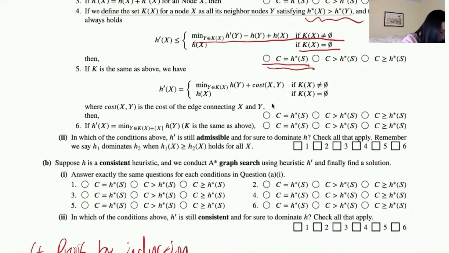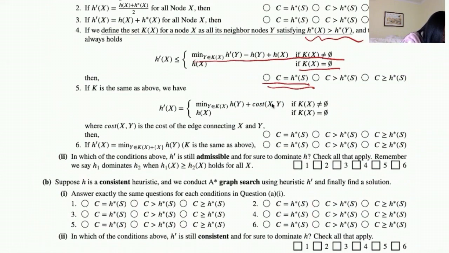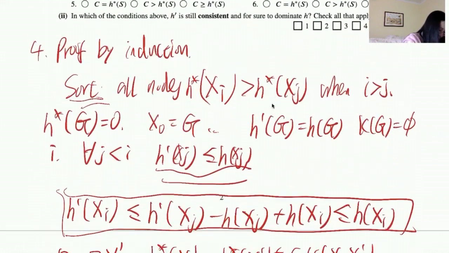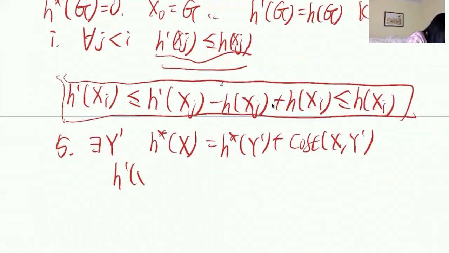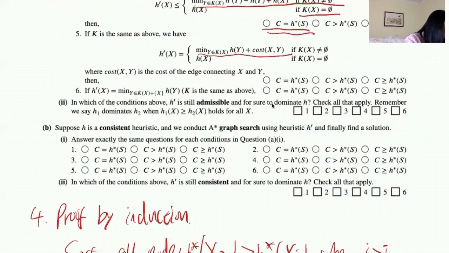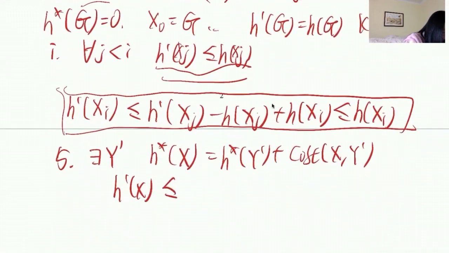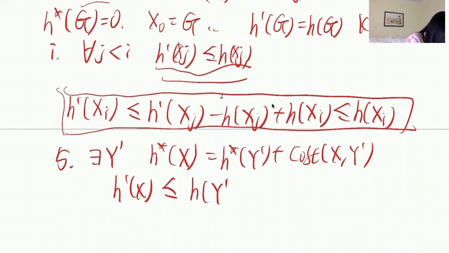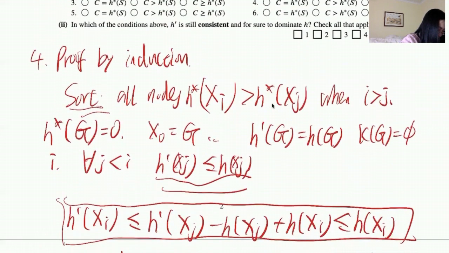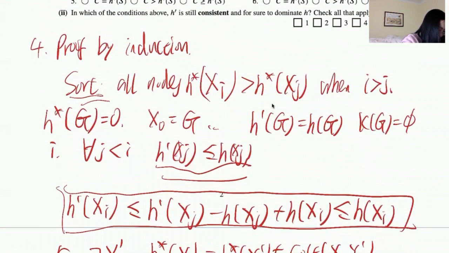Then with this equation, we know that h prime x is no greater than h star y prime plus cost x y prime. And again, we use a similar way to prove by induction.